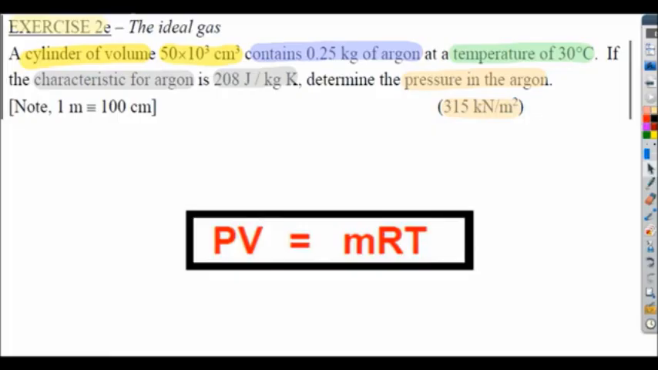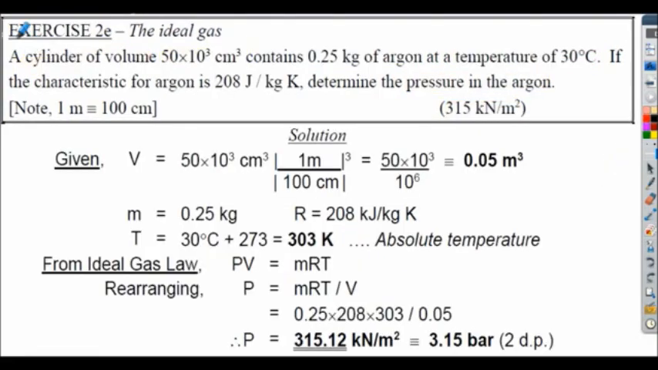Once again, I'd encourage you to stop the presentation and attempt this exercise. This time we're calculating the pressure P, shown here. Full work solution is shown on the following slide. Exercise 2E. Notice that the volume was given as 50 times 10 to the 3 centimeters cubed. So again, I've used a unity bracket here to convert my centimeters cubed into meters cubed.